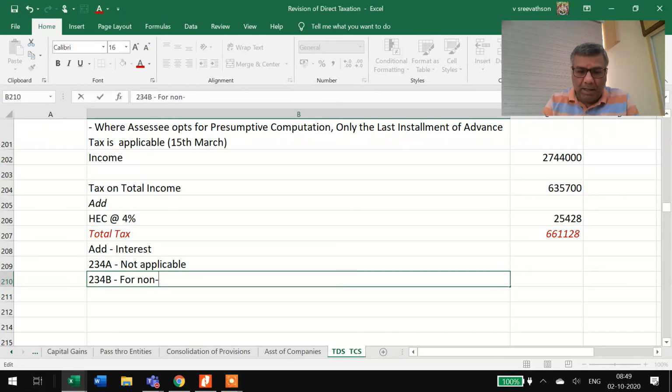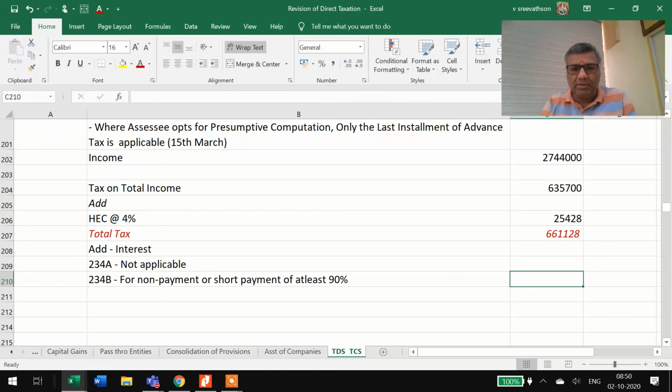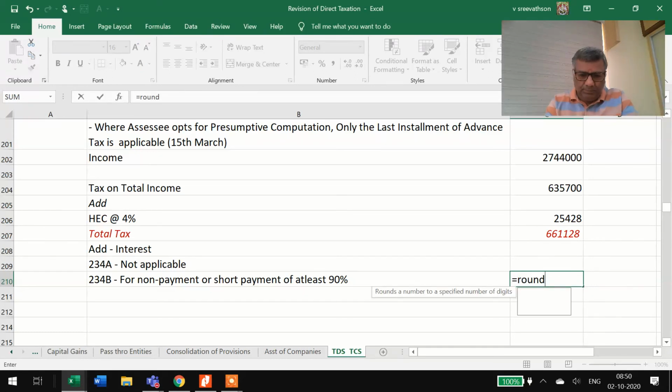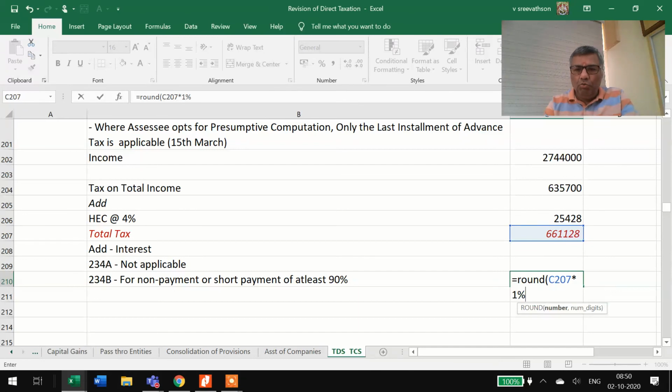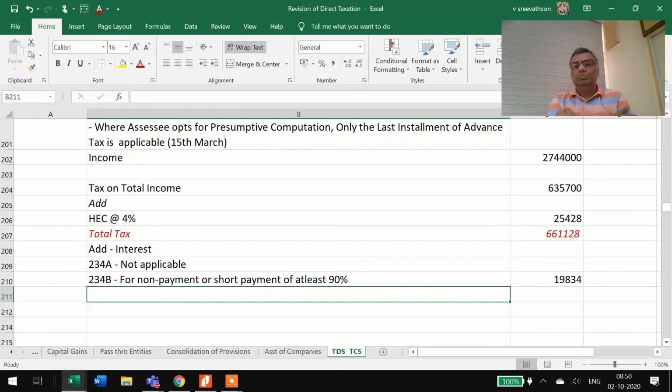This applies for non-payment or short payment of at least 90%. So in this case, it will be 1% into April, May, June, assuming you are paying along with it in June. Into 3 months.